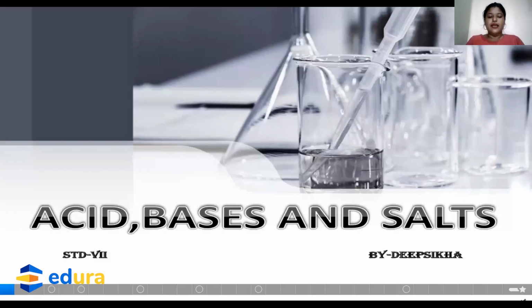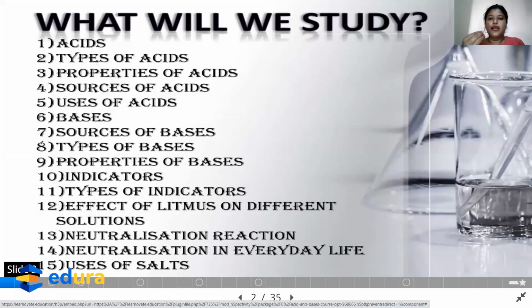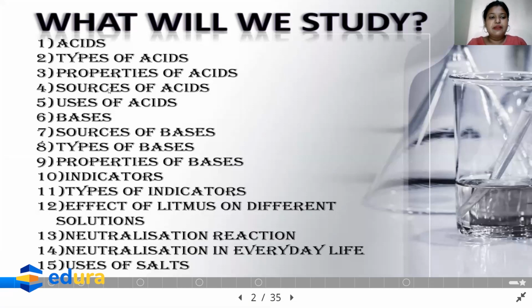Okay, so in the last class, I explained why the conical flask, beaker, burette and pipette are present over here. So we will proceed further. We have a brief revision: what are acids, what are the types of acids, and the properties of acids. But today we will read about sources of acids, uses of acids and maybe bases.